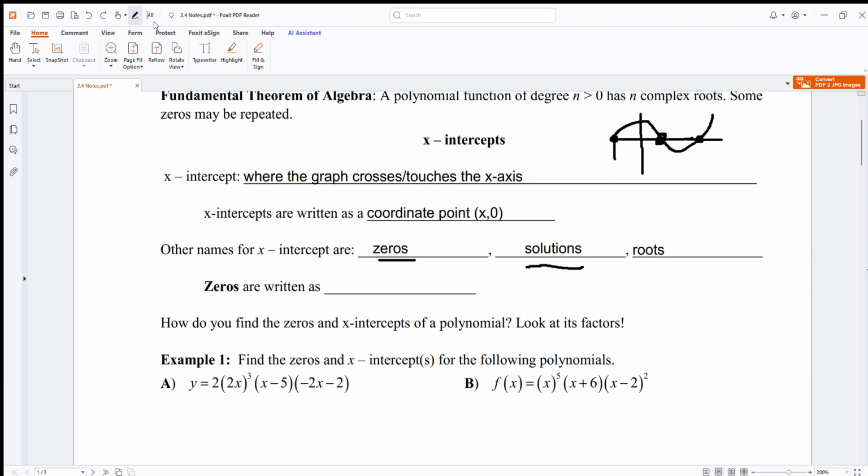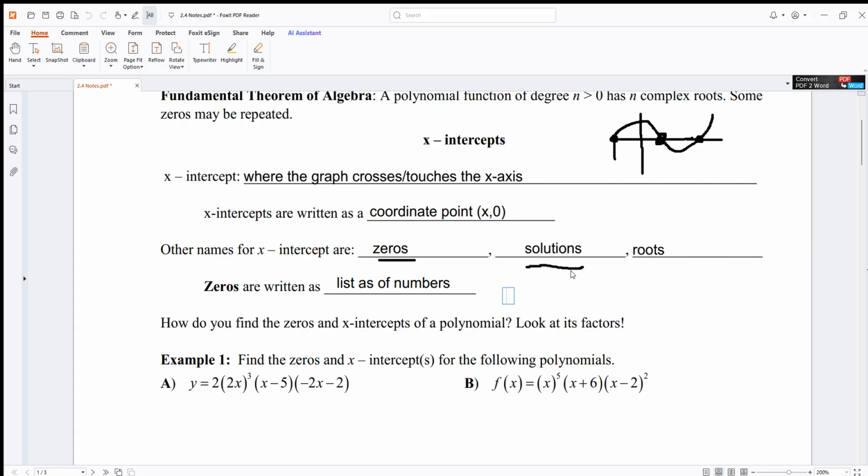Now, zeros, again, is just a synonym for an x-intercept. The only difference is that we write those as a list of numbers instead of coordinate points. So x-intercepts are written as the coordinate point, versus a zero is a list.